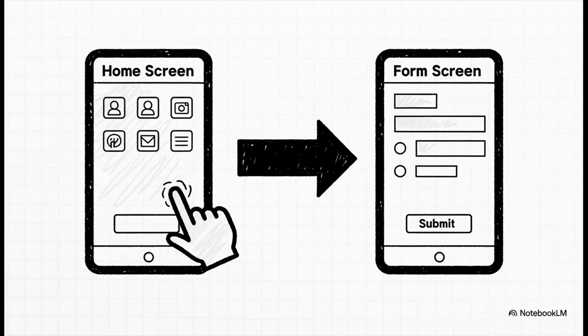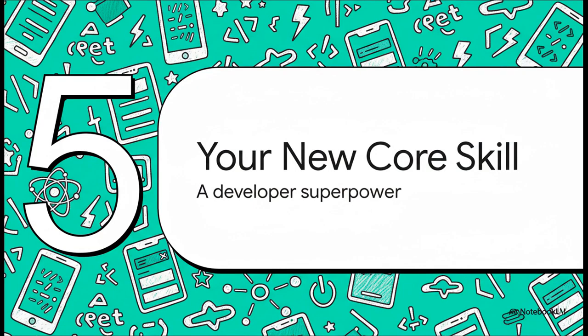And the final piece of the puzzle, we need a doorway. So on our home screen, we'll just drop in a button. The key is the onPress handler. We just tell it, hey, when someone taps this, navigate to the screen named form. Now a user can tap the button and be taken right to the form we just built. And that's it. We have a real, working, validated form.